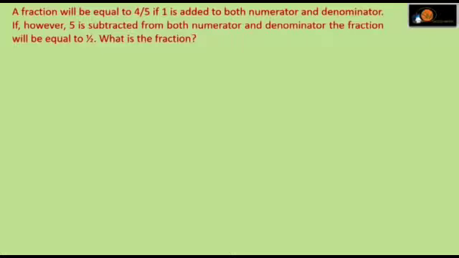Numerator and denominator are two variables. Here are two variables. We have to form two equations. To find two variables, we need two equations. From given conditions, we have to form two equations. Now see, a fraction will be equal to 4 by 5 if 1 is added to both numerator and denominator. First you have to take the fraction.